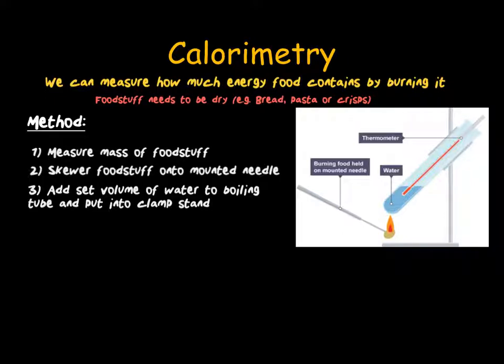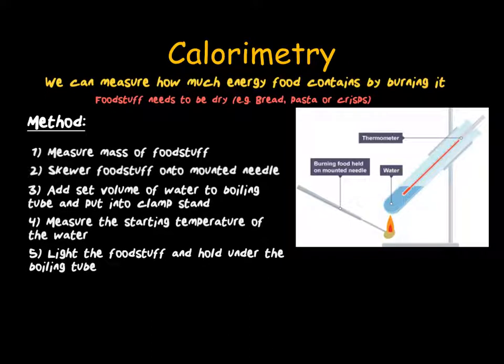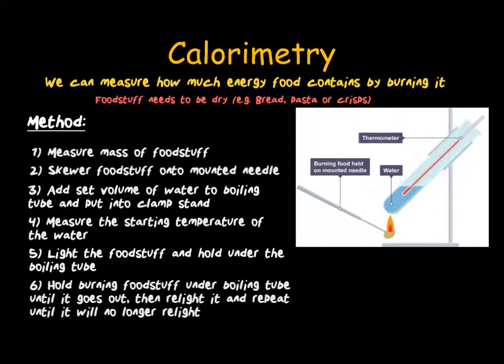burnt. Now we measure the temperature of the water with our thermometer so that we can get a starting temperature. We then set fire to the food using a Bunsen burner before turning the Bunsen off and moving it away from the apparatus. This will make sure that the heat of the Bunsen does not affect the starting temperature of the water. Once the food is alight, we hold it underneath our test tube until it goes out.